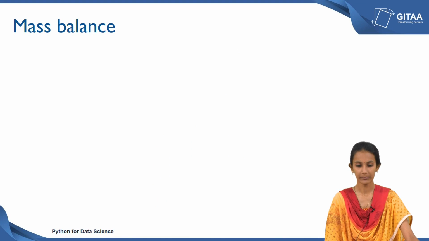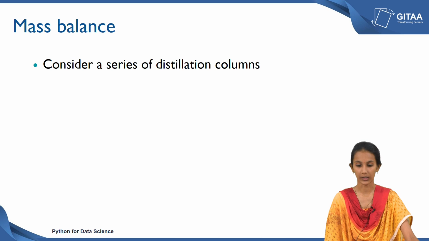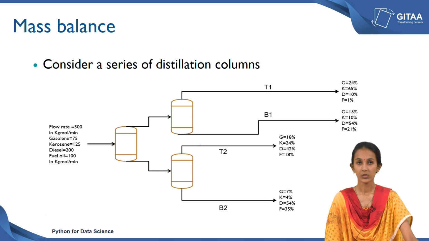Welcome to the lecture. In this lecture, we are going to see the applications of systems of equations. Let us take a mass balance problem. We will consider a series of distillation columns. Let us say I have a distillation tower in which you have gasoline, kerosene, diesel, and fuel oil. These are basically the input flow rates passing through the distillation tower, represented in kg mole per minute.